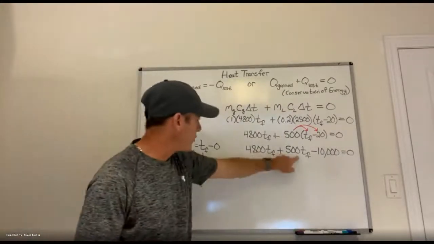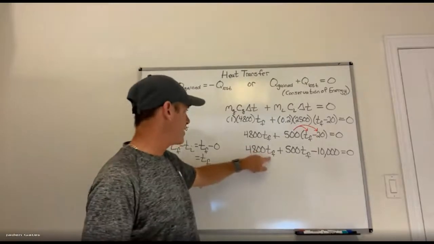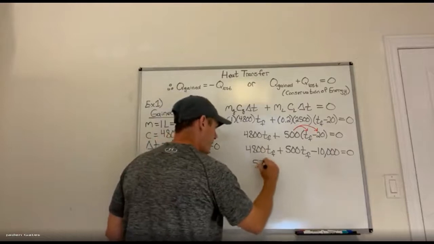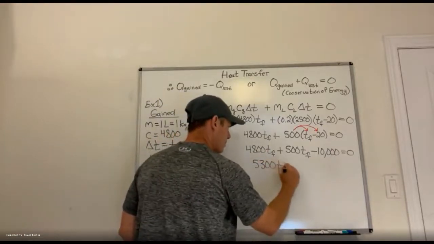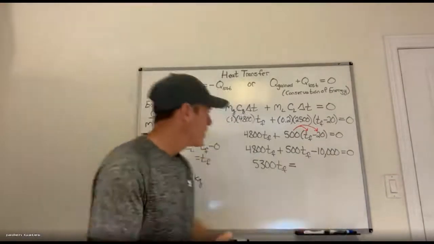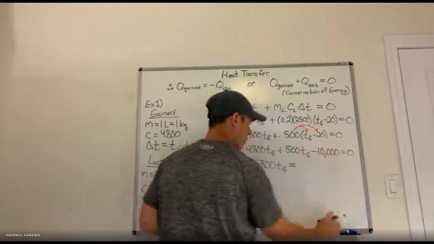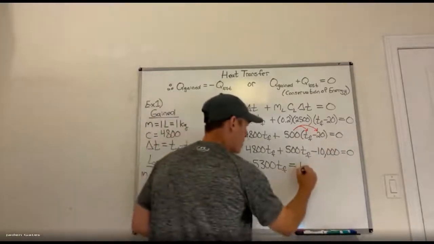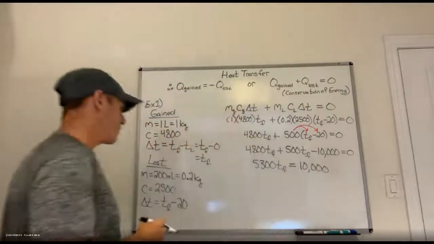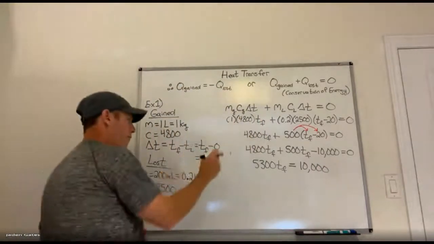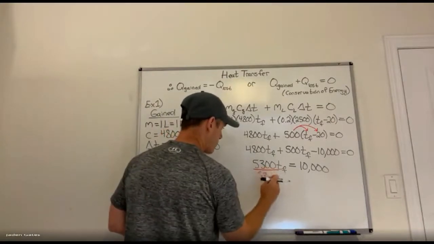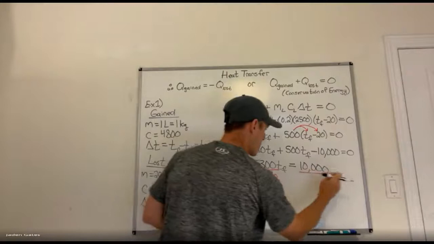So now, collecting like terms. I'm going to put my TF terms together. So I got 4,800 times TF plus 500 times TF. Add those together, it should be 5,300 times TF. In the same move, I'm going to make 2 moves at once. I'm going to move this minus 10,000 over to the other side, so it becomes a positive 10,000. Last step, we want to find the final temperature of these two things when they're mixed together. So I'm going to divide both sides here by 5,300.